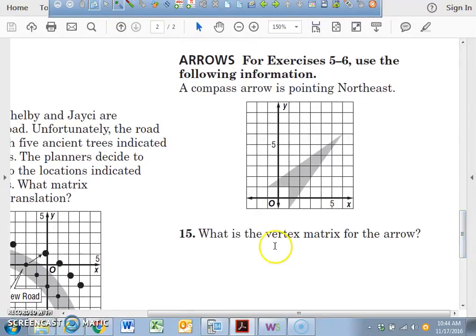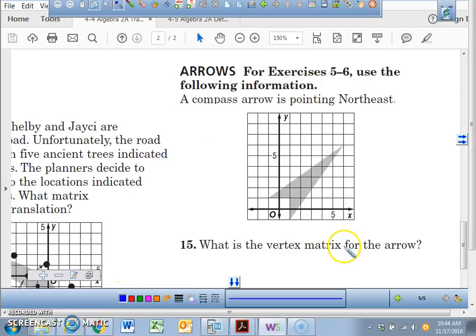I'm not going to do number 15 for you. Just simply doing a vertex matrix for this area. All right, vertex matrix. By the way, this is a vertex right here. You have 4 of them. So you have 4 x coordinates, you have 4 y coordinates, and it needs to be filled in right here. However, it is pointing northeast.